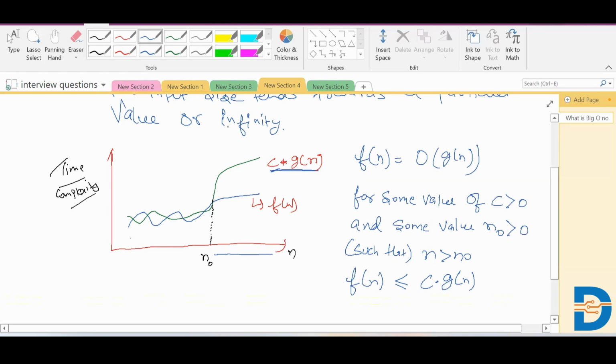Essentially, Ordo of g of n defines the upper bound for the function f of n. Which one? Ordo of g of n means c times g of n. So a function always has an upper bound, and that upper bound is represented as f of n equals Ordo of another function, g of n. And this is what we call big O notation.